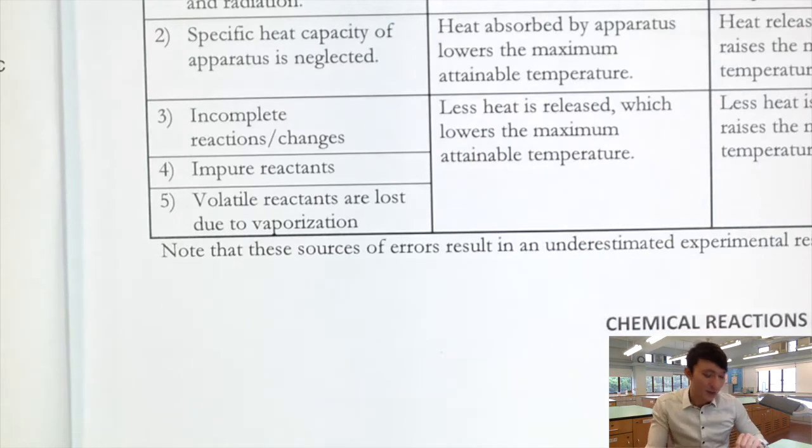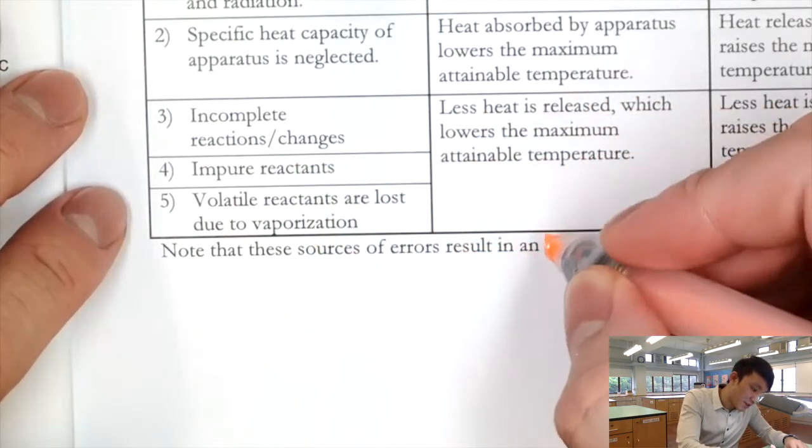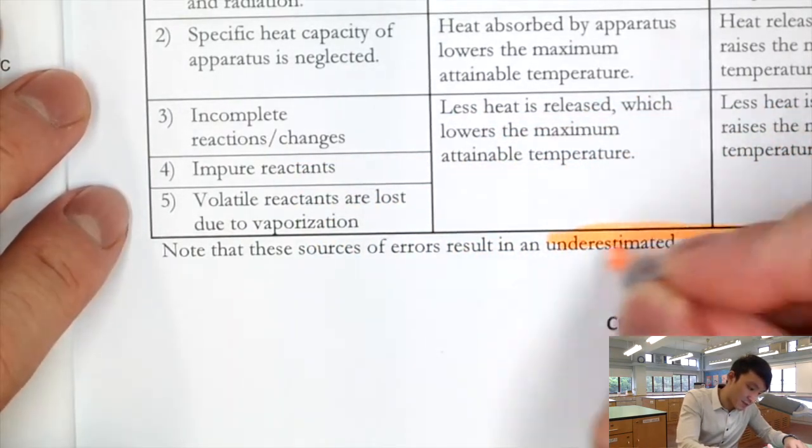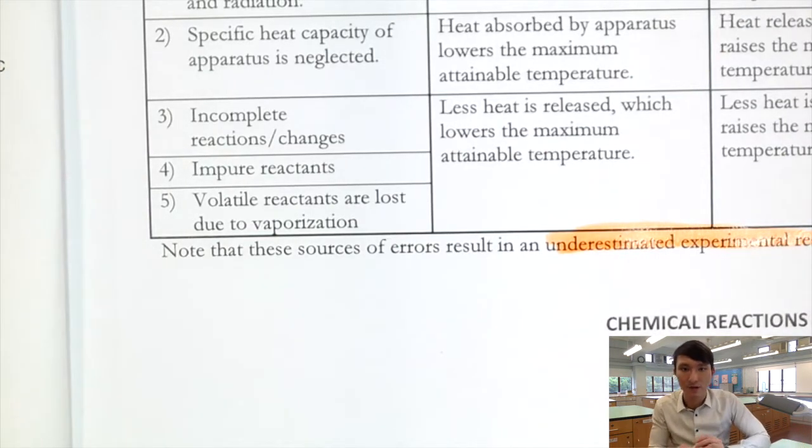All right? So you notice all of these errors, most of the time these errors will result in an underestimated experimental result. For most experiments, you will have an underestimated result because of the heat loss. It should have given more heat than it's supposed to be, right? So that's the idea.